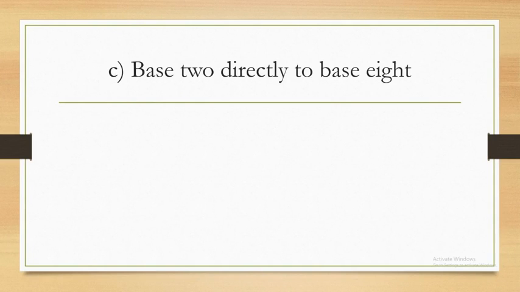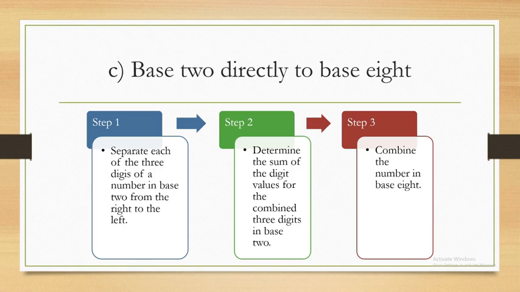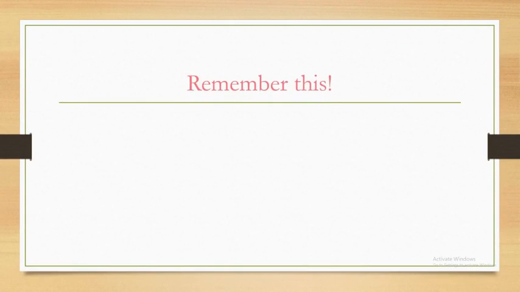For the third one is base 2 directly to base 8. Okay, there are 3 steps. The first step is separate each of the 3 digits of a number in base 2 from the right to the left. The second step is determine the sum of the digit value for the combined 3 digits in base 2. Step 3 is combine the number in base 8. Okay, let's take a look.